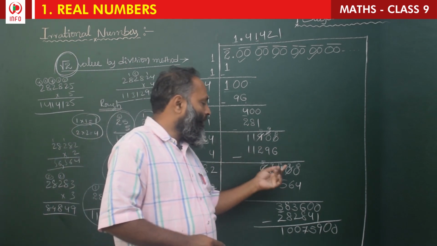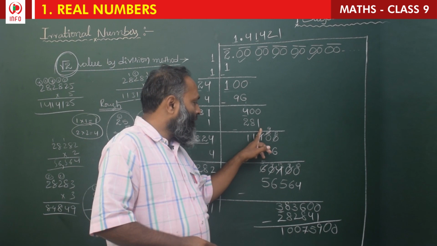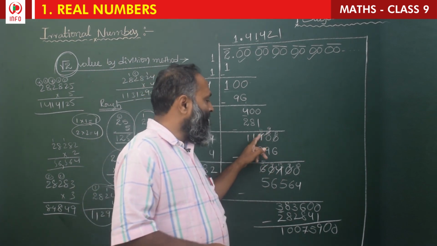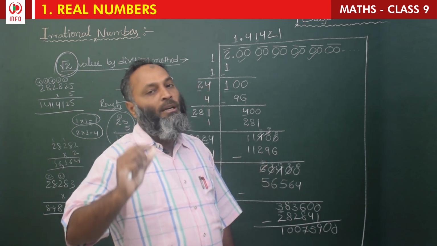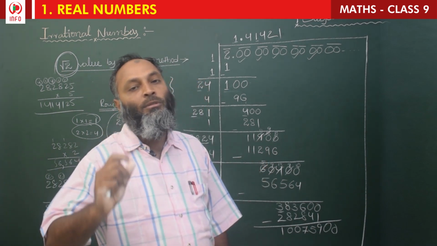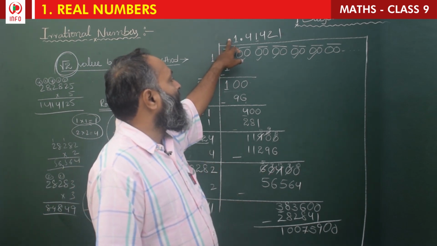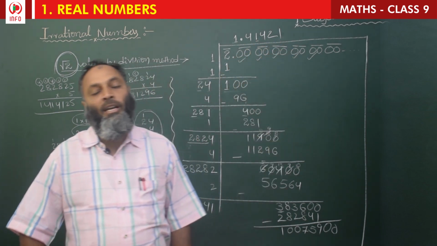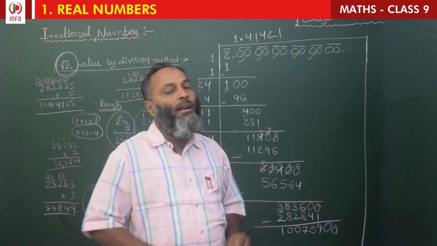Here also, when we did this, we made some mistake. 8 minus 2 we took as 4 the first time. Don't make those errors; 8 minus 2 is 6. So subtraction and multiplication, both you should do perfectly. So what does it mean? The square root of 2 value is 1.414213, it will come infinite times. So we are getting infinite digits. So root 2 is an irrational number.